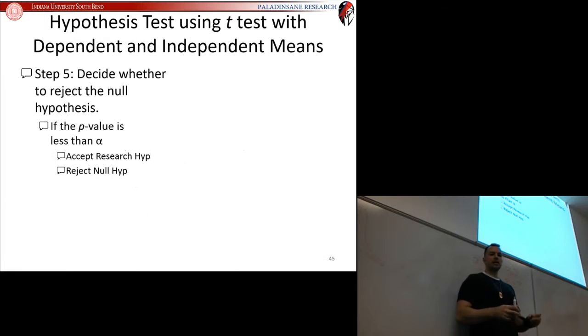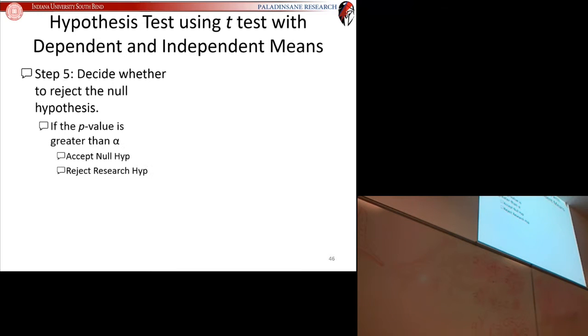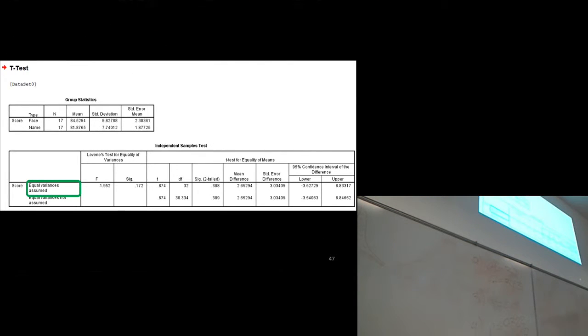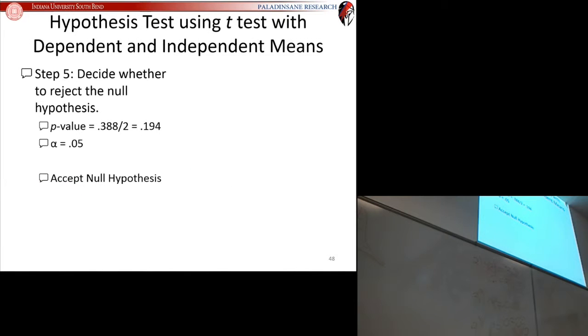All right, so now we got to decide whether to reject the null hypothesis. If your p-value is less than your alpha, we would accept the research hypothesis, reject the null hypothesis. Our p-value is greater than our alpha, so we're not going to do this. We're going to do this. Our p-value is greater than alpha, so we're accepting the null hypothesis. Once again, that is all determined by our alpha level compared to our sample's probability, our p-value. So once again, the p-value correctly divided by 2 compared to the alpha, we accept the null hypothesis.